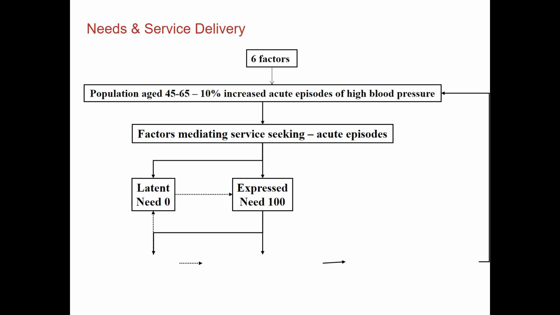In this case, if we have 100 cases presenting to the hospitals and there are no other cases that did not present, it means all acute episodes have been presented, so latent need is 0 and expressed need is 100. If no one else will develop an acute episode in this scenario, then we will say the acute service output will be 100. So if we can deal with the 100 cases when they present to the hospital, then the waiting list will be 0.